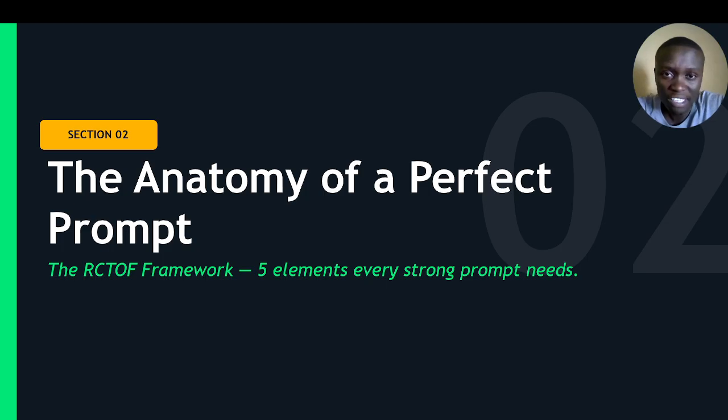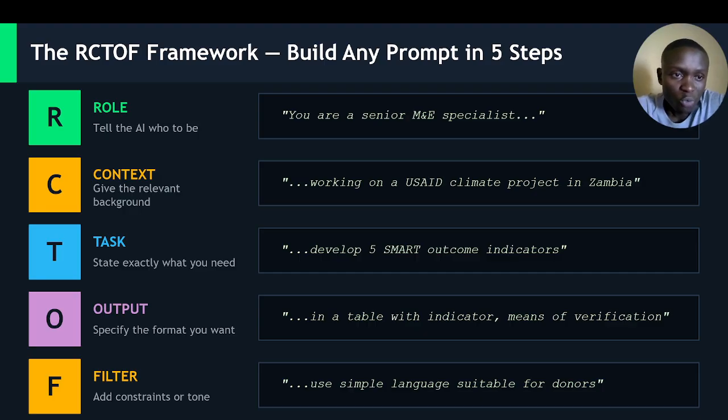This is a framework that I usually use when I'm doing a task and using an AI model to help me generate a better prompt. It has 5 elements that I'll break down with you. With our framework, I don't know how to pronounce it, but the R stands for role. Here you tell AI what or who to be, depending on the task that you have. For example, if you're an M&E specialist, you can tell AI, you are a senior M&E specialist.